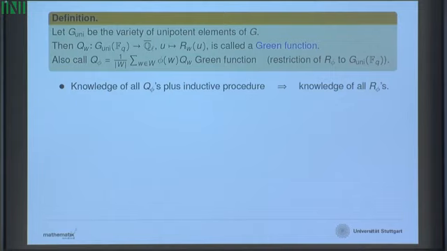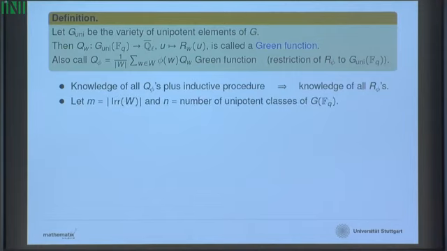Then there's a character formula, already proved by Deligne and Lusztig, which shows that if you want to compute all values of these R phis on all elements of your group, it's enough to know them on unipotent elements plus some inductive procedure. So what we really need is to compute these green functions.